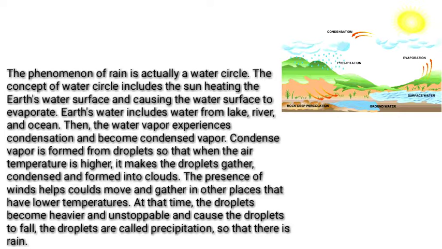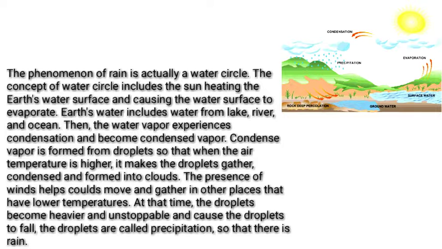The second paragraph is called Sequence of Explanation. The phenomenon of rain is actually a water cycle. The concept of the water cycle includes the sun heating the Earth's water surface and causing the water surface to evaporate. Earth's water includes water from lake, river, and ocean. Then, the water vapor experiences condensation and becomes condensed vapor.